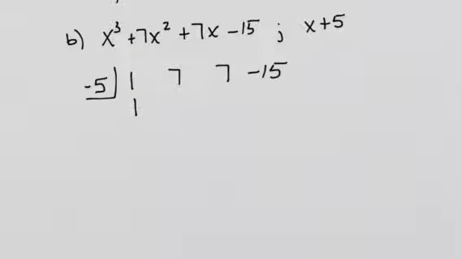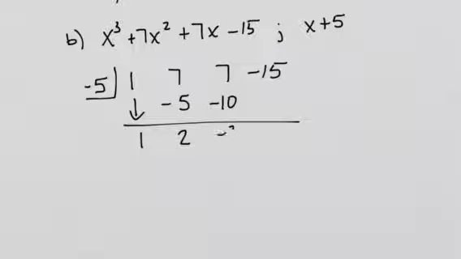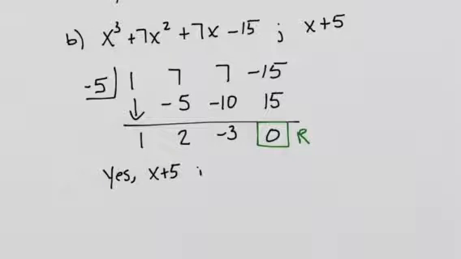We'll bring down the first number, so bring down the 1. We'll multiply to get negative 5. Multiplying that with the box is how we got negative 5. Subtract to get 2. Multiply 2 times the box to get negative 10. Subtract to get negative 3. Multiply to get 15. And our signs are different again, so we subtract and get 0. Again, by the factor theorem, if our remainder, which is the last number here, is 0, then we have tested that yes, x plus 5 is a factor of the given polynomial.